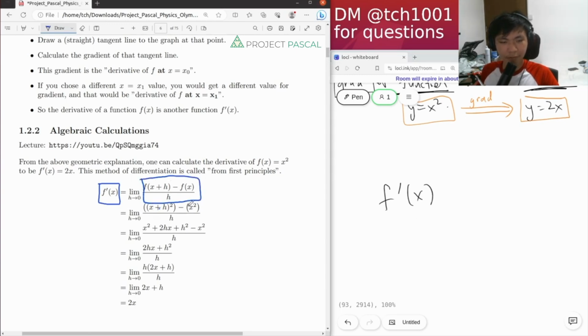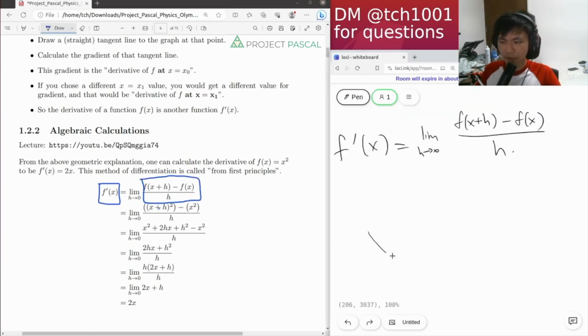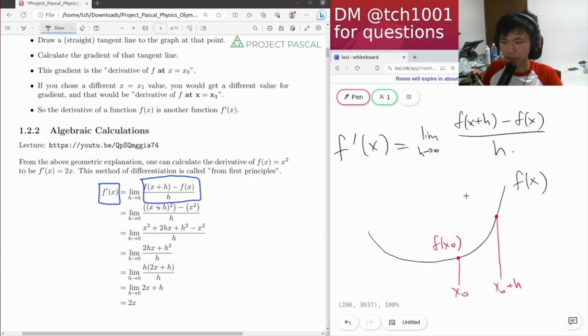Now let's understand this ratio a little bit further. If we draw the graph of a function f of x, at some point x naught, the value of the function is going to be f of x naught. At another point, x naught plus h, the value of the function at that point is going to be f of x naught plus h. These are the two quantities that appear in the numerator of the fraction, and we're taking the difference of these two values. That means we're taking the difference in height over here. Now the denominator is just the difference in x coordinate, which means it's the run over here.